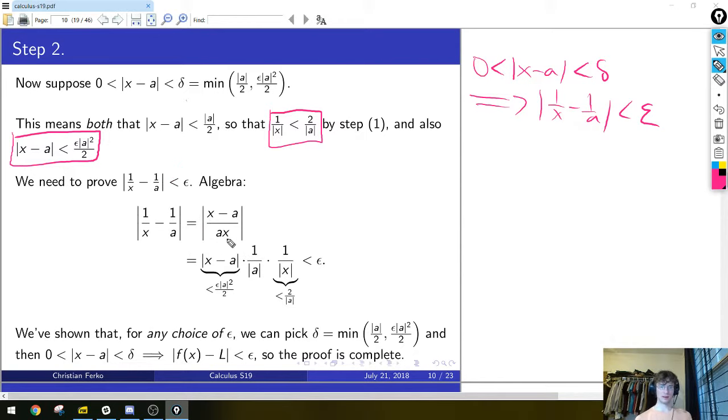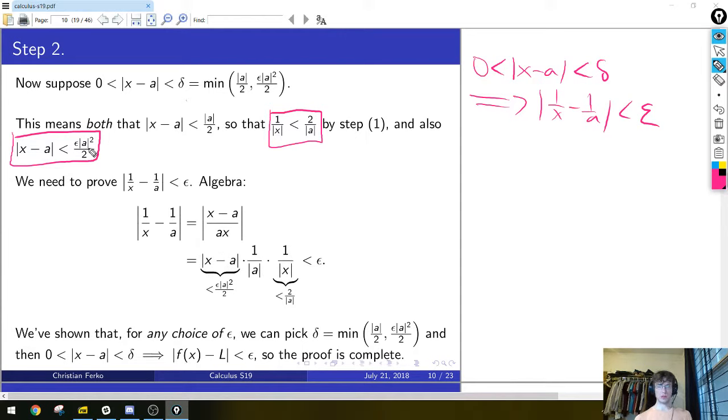And this algebra I know you've done. So you take this thing, multiply both of these fractions by 1 in a particular form. So this is a over ax, and this is x over ax, and then you reverse the sign, so this is the same as x minus a over ax. And then you use that the absolute value of a product is the product of the absolute values to split it like this. And this is the key step.